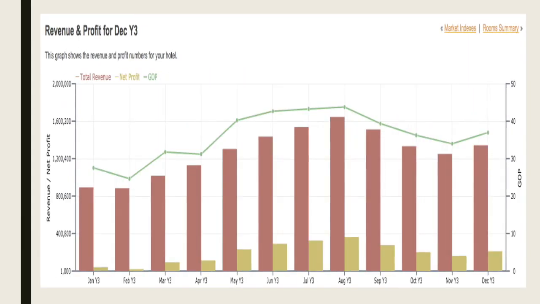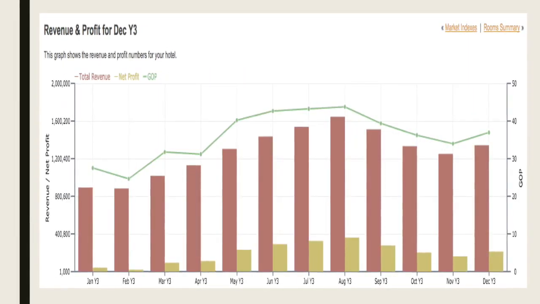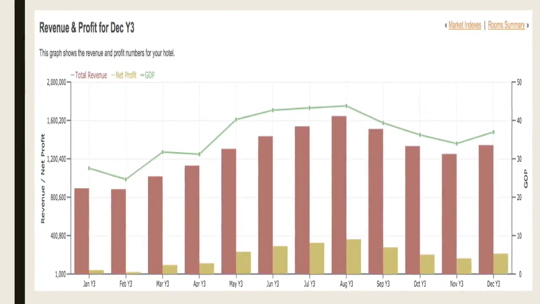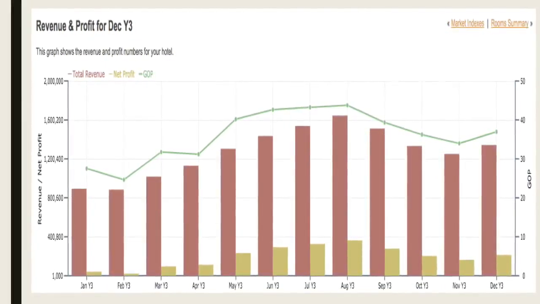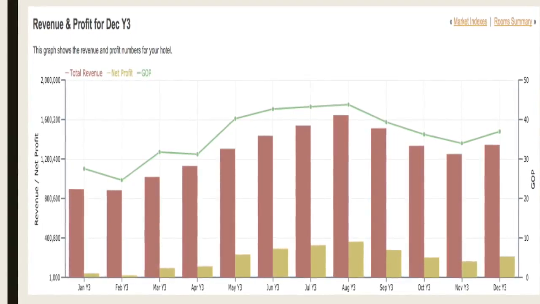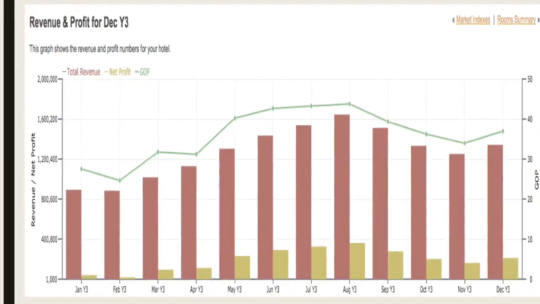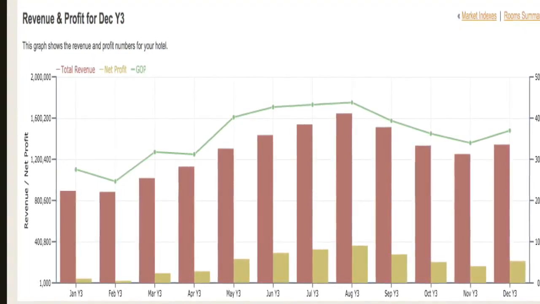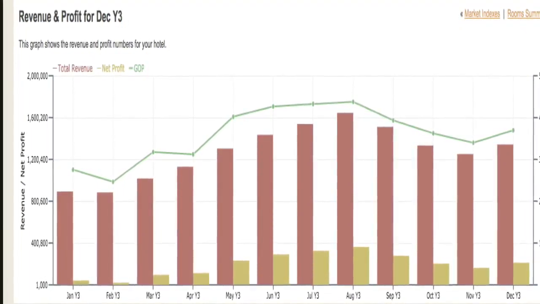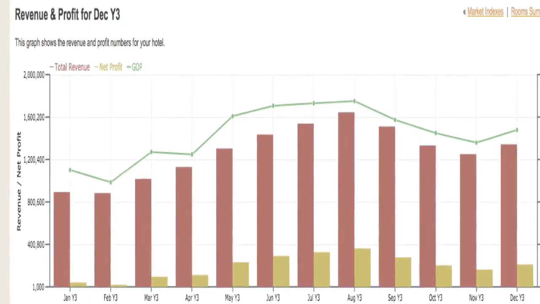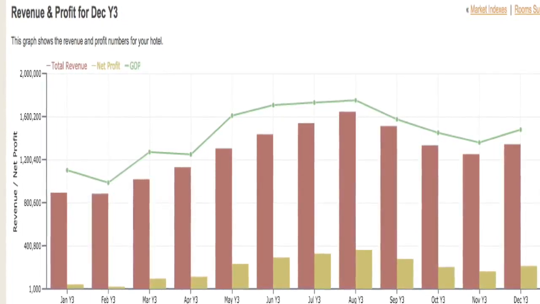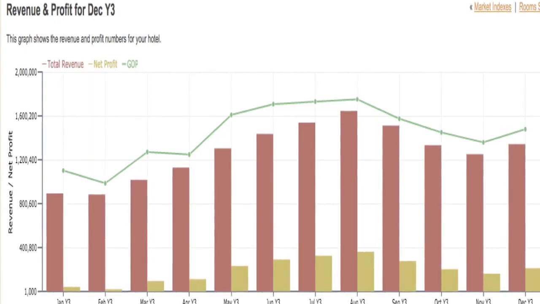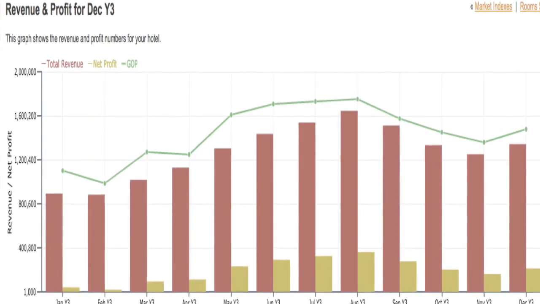And for the revenue and profit graph, as you can see, at the start it shows a generally increasing trend, and by August, the trend reached the highest rate for the GOP, the total revenue, and also the net profit. But after August, the trend decreased.